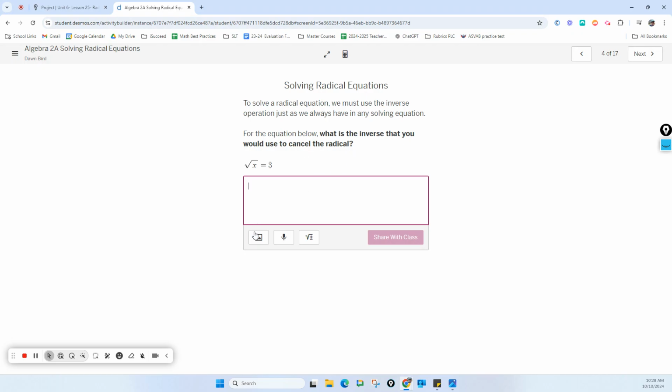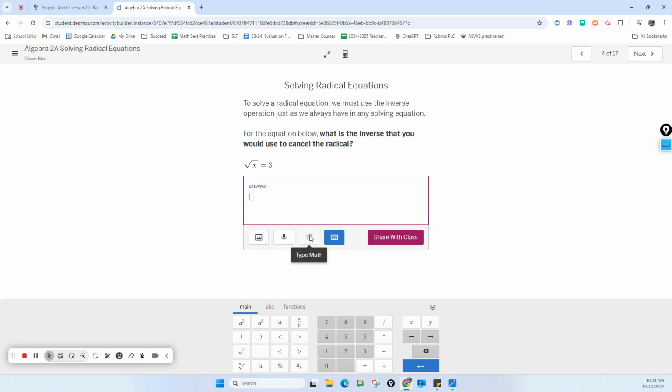So here again, we have a couple of different options that we can answer this. Of course, I can type in my answer here. I can just use my normal keyboard. If I need some math language within my answer, this is where I'd use my type math. Again, this is where it pops up down below.